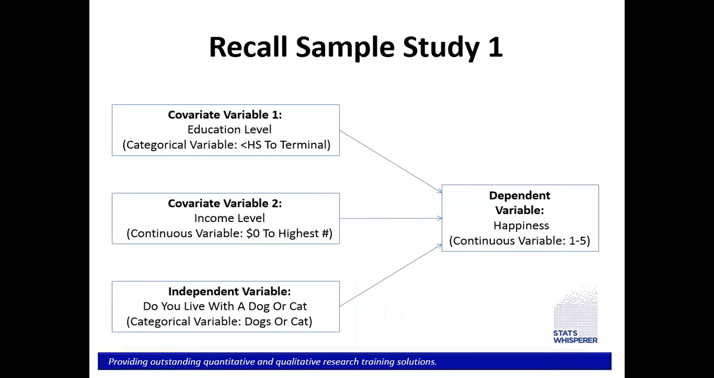So let's recall our study map for sample study 1. Right on the left-hand side, we see our predictors, the covariate variables 1 and 2, education and income level. And then on the bottom, we see our independent variable, do you live with a dog or a cat? And these predictors are predicting, on the right, our dependent variable happiness.